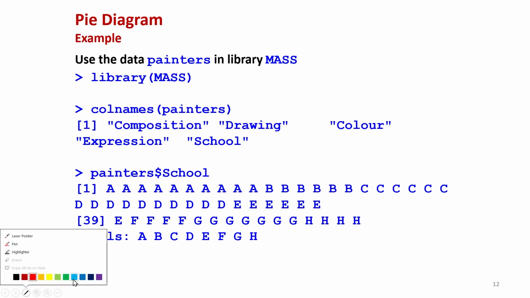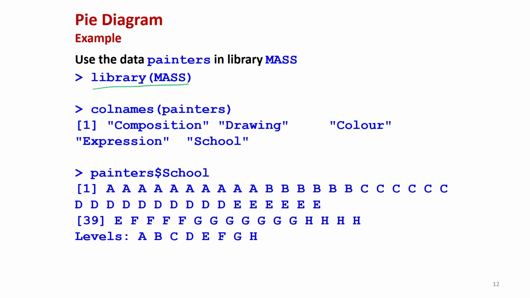right. Now, let me give you one more example from the same data set painters from the library MASS, which we have used earlier also. So, we will upload the library MASS, and then using the command colnames, you can find that there are 5 variables: composition, drawing, color, expression, which were quantitative, and 1 variable is school, which was qualitative. So, there were painters coming from one of the 8 schools A, B, C, D, E, F, G, H, whose data is here like this.